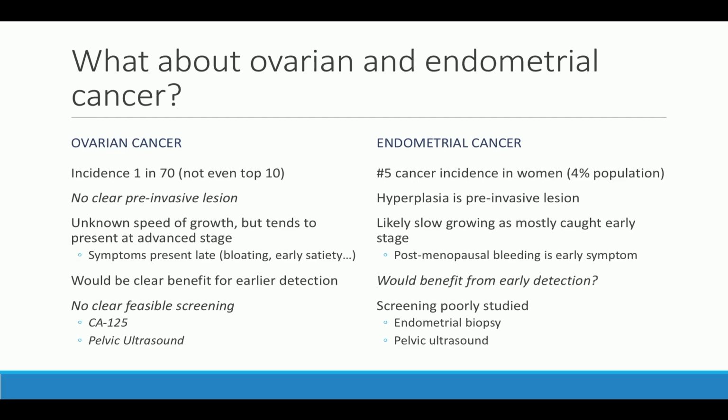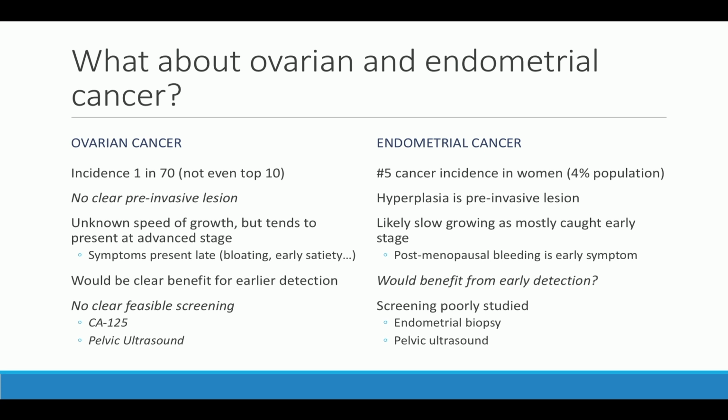Endometrial cancer, alternatively, is high incidence in women, about 4% of the U.S. population. It makes that top 5. All right, so it's common in the population. It has a known pre-invasive lesion. There's a hyperplasia. That's a pre-invasive endometrial lesion. It's likely slow growing because we catch most of it at early stage. Most people have symptoms. They have some postmenopausal bleeding.